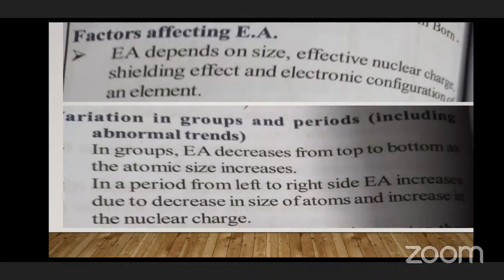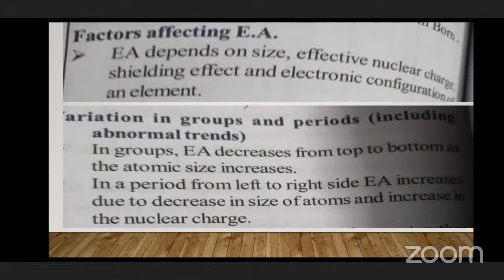But what we are doing here is adding an electron. It's not required for those electrons. Because of that reason, the values definitely decrease. Why? Because the atomic size increases. So in groups, electron affinity decreases from top to bottom as the atomic size increases. In a period, if we observe, oxygen requires 2 electrons to get the octet configuration, the noble gas configuration.